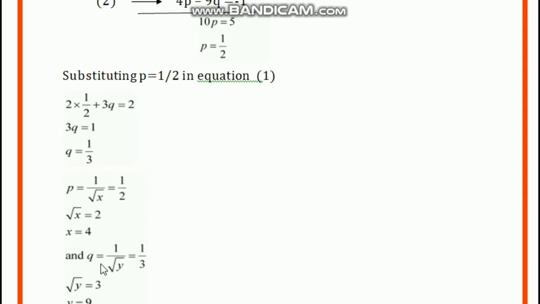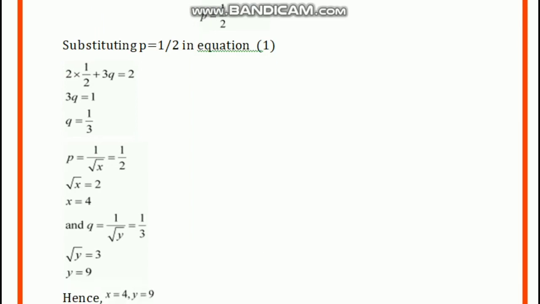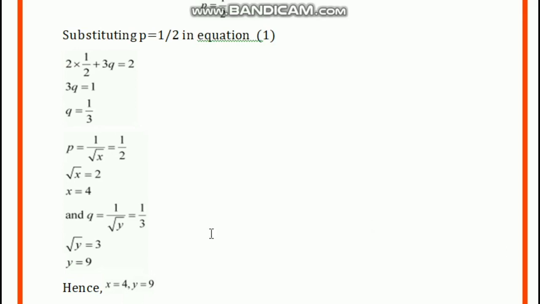And q equal to 1 divided by square root of y equal to 1 by 3. The q value also we found. What is the value of q? Q equal to 1 by 3. Here also we are going to follow the same steps. So 1 divided by square root of y, if you take the reciprocal, we will get square root of y. Then what is the reciprocal of 1 by 3? 3. Or else you can do cross multiplication also. So square root of y equal to 3.